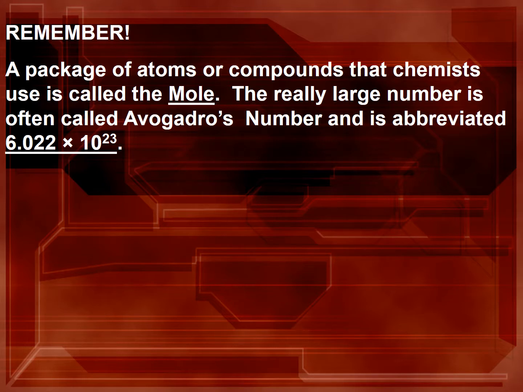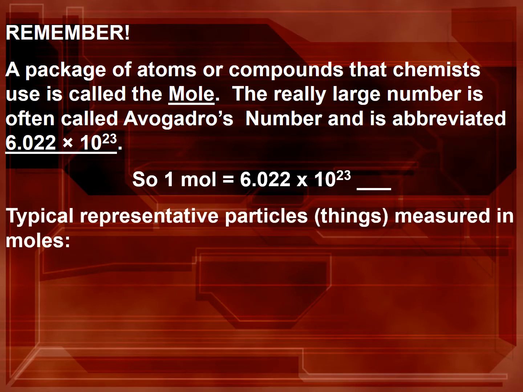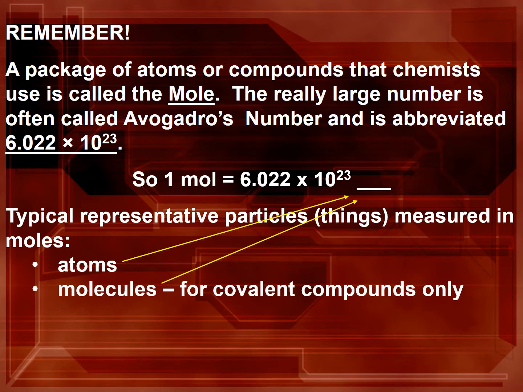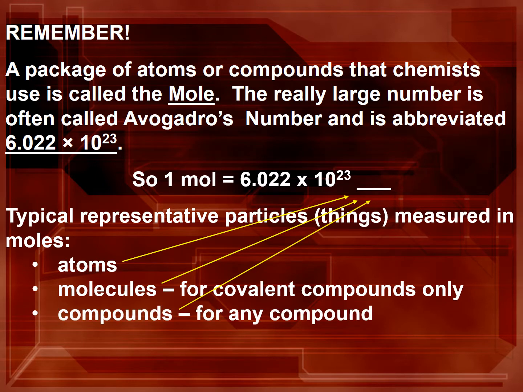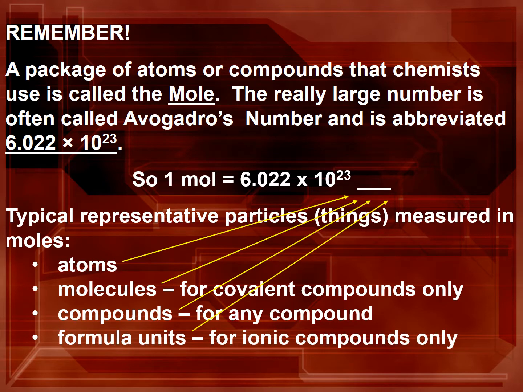It's often called Avogadro's number, and it's abbreviated 6.022 times 10 to the 23rd power. So a mole is 6.022 times 10 to the 23rd what? Well, it's that many things called representative particles. And typical representative particles could be atoms. They could be molecules if it's a covalent compound. They could just be compounds. That would be any kind of compound. Or they could be formula units, and those would be ionic compounds only.